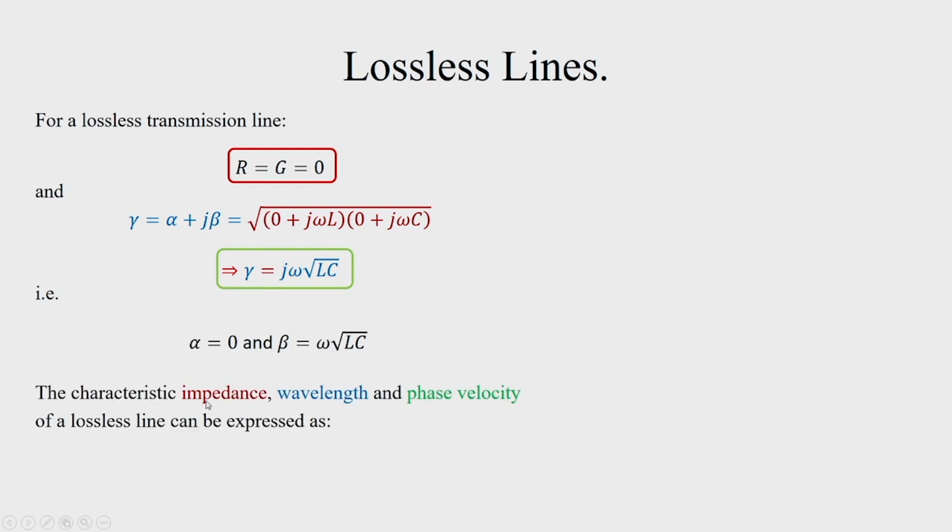The characteristic impedance, wavelength and phase velocity of the lossless line can be expressed as Z naught becomes root L by C, and now it is not a function of omega. Lambda is 2 pi by beta, which can be written as 2 pi by omega root L C, and phase velocity Vp, which is omega by beta, becomes 1 by root L C.